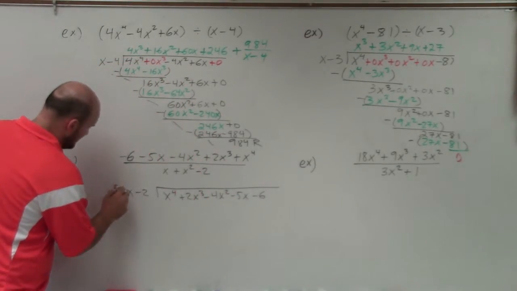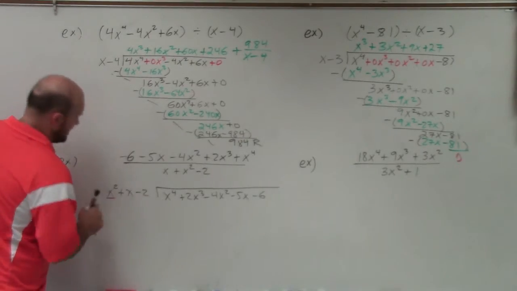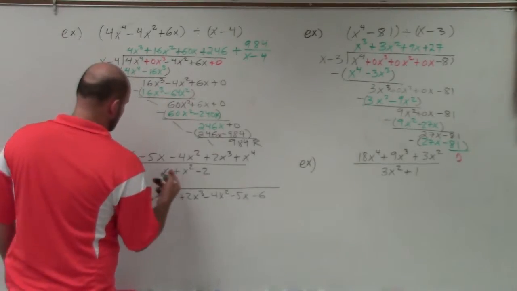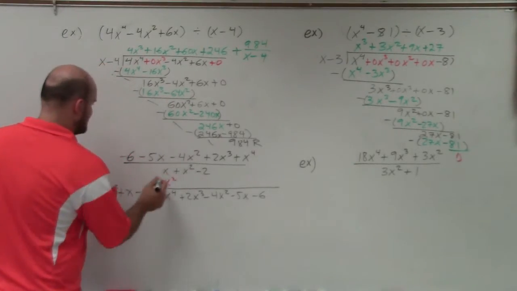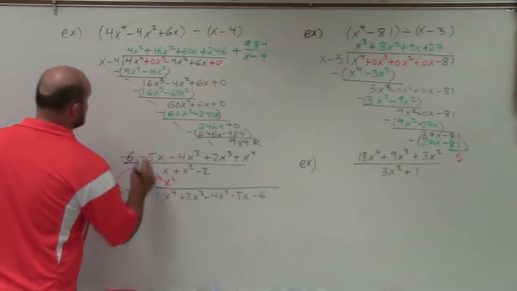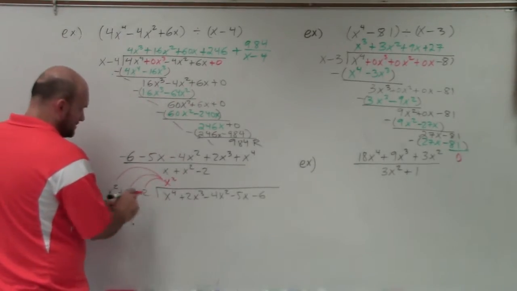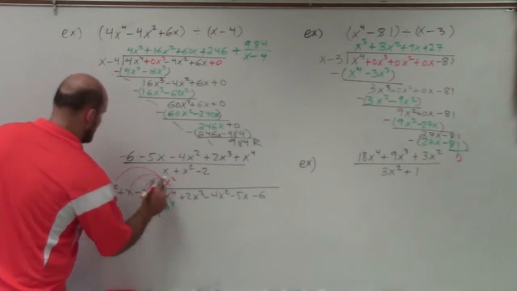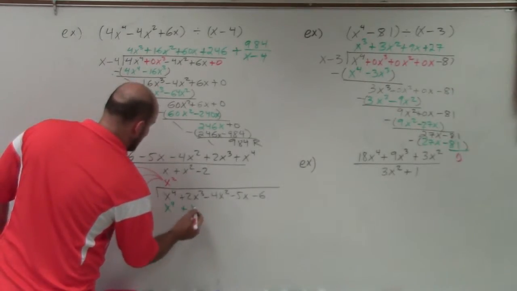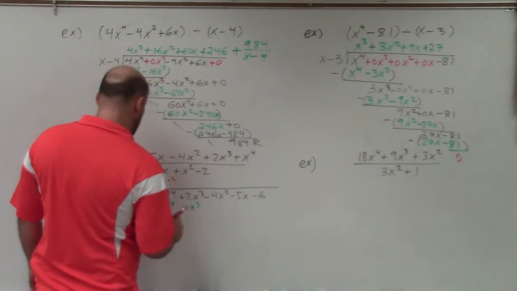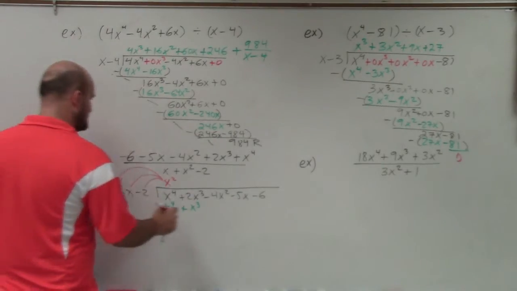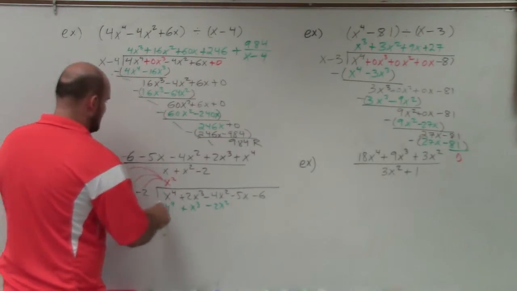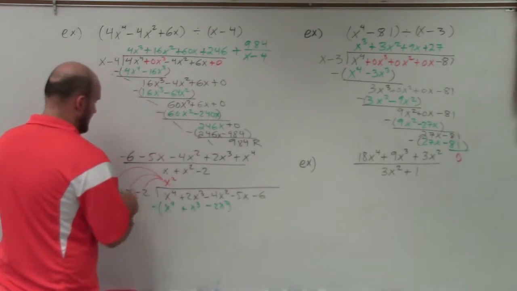So now, again, here is our main term that we're going to be dividing by. So I have x squared divides into x to the fourth. That only divides in there x squared times. Now, instead of multiplying by both terms in the binomial, I multiply by all the terms in the trinomial. So x squared times x squared is x to the fourth. X squared times x is going to be a positive x cubed. X squared times negative 2 is going to be a negative 2x squared. Again, put in parentheses and then subtract.